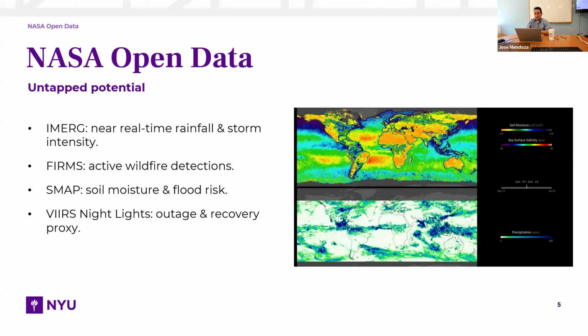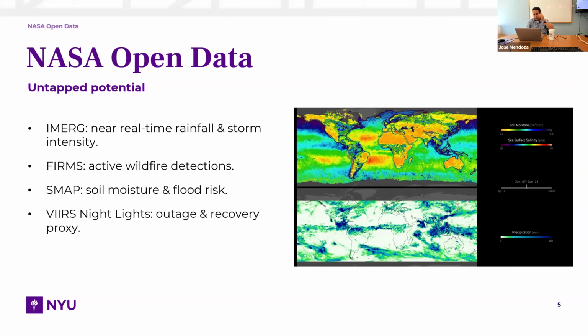There is a data set that measures near real-time rainfall and storm intensity. In the US, it's close to real time. Globally, it will have delays. I think it's refreshed every hour or sometimes every few hours. But it gives you a very good idea of when there is excess rainfall or excess storm intensity that might cause price gouging. Another example is the FIRMS data set, which can be used for measuring active wildfire detections, because wildfire is another type of disaster where price gouging occurs.